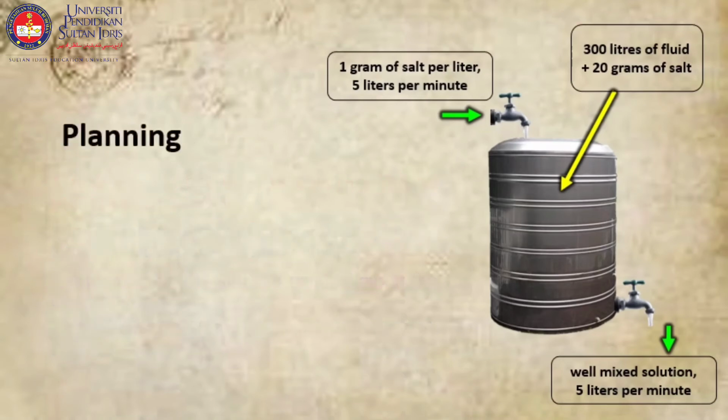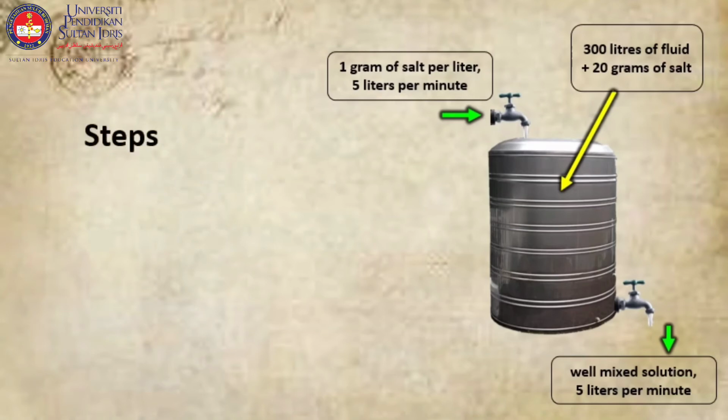Planning. We cannot solve this question by using a normal linear equation in two variables, because the amount of salt A is dependent on time t and also on itself. So we have to solve this problem from another approach, which is differential equations. This question gives us the rate of input and output of the solution, which helps us to solve this problem using differential equations.